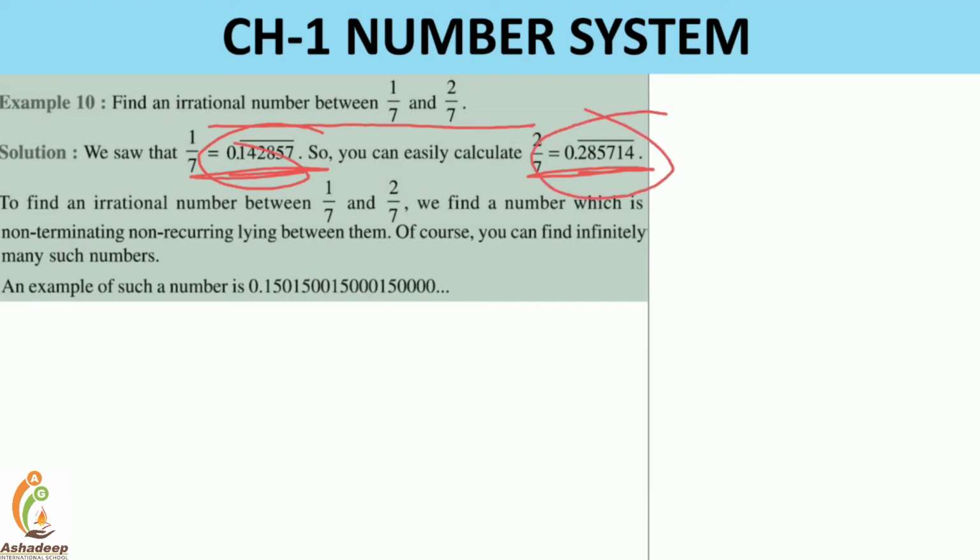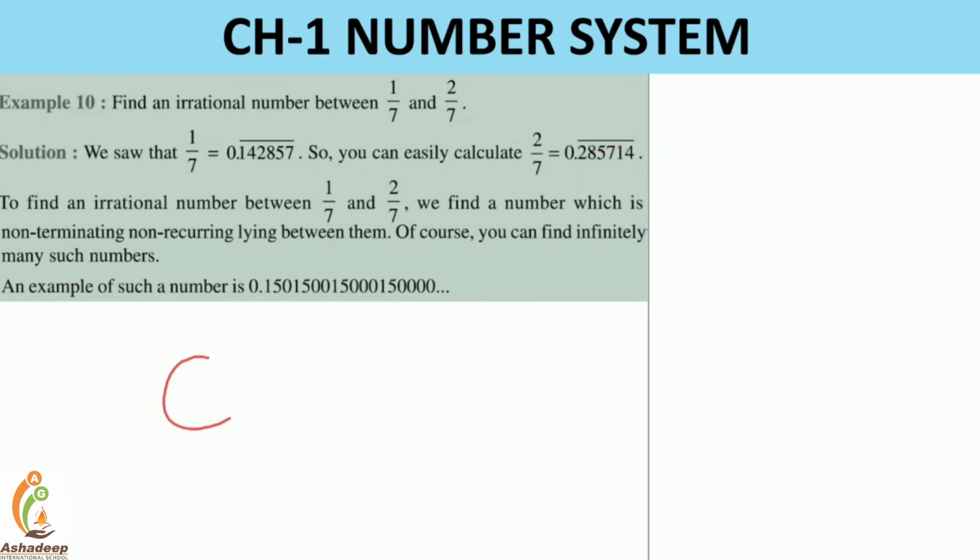Find out an irrational number. Only one irrational number I have to write down, right? So if I find out these two numbers, I can write down infinite irrational numbers in between these two numbers. How? The first necessary thing is the number must be greater than this and less than this.